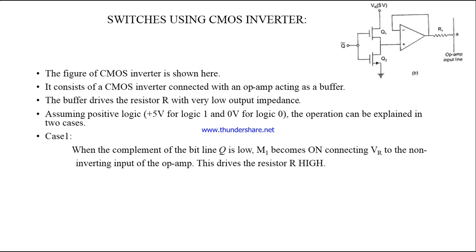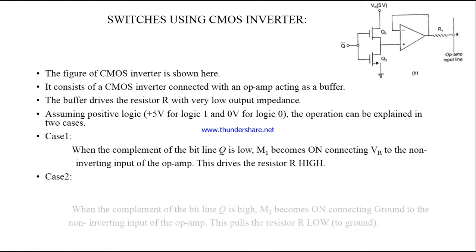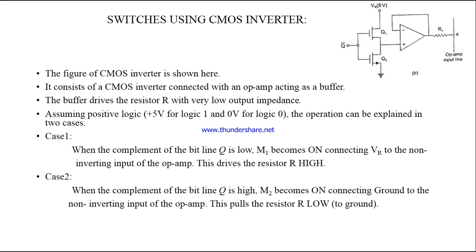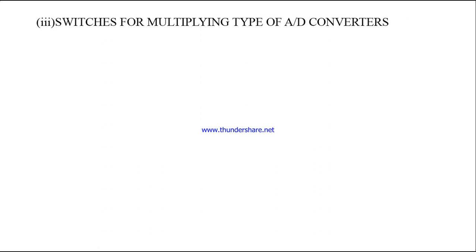First case, when the complement of the bit line Q is low, M1 becomes on, connecting VR to the non-inverting input of the operational amplifier. This drives the resistor R high. And the second case is when the complement of the bit line Q is high, M2 becomes on and connects ground to the non-inverting input of the operational amplifier. This pulls the resistor low.